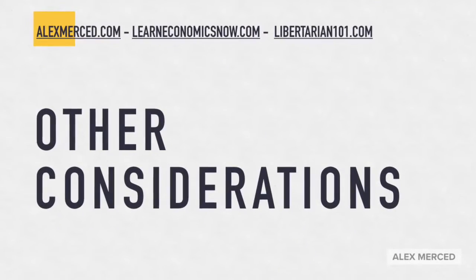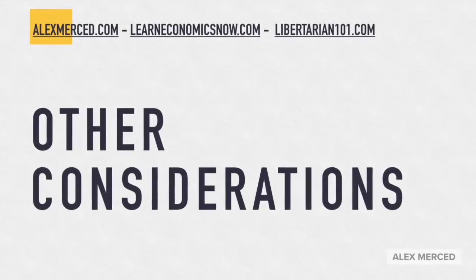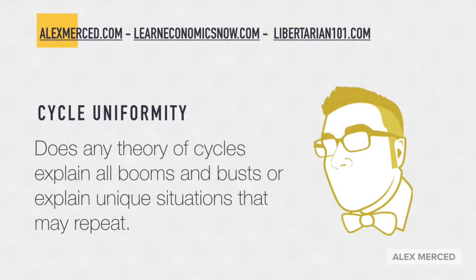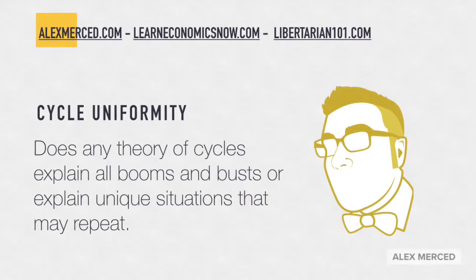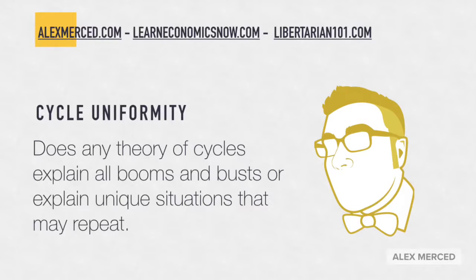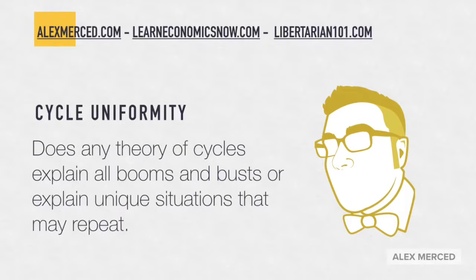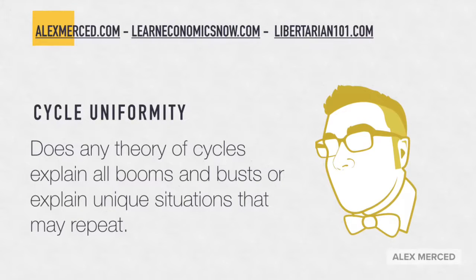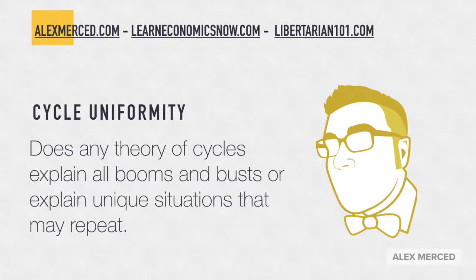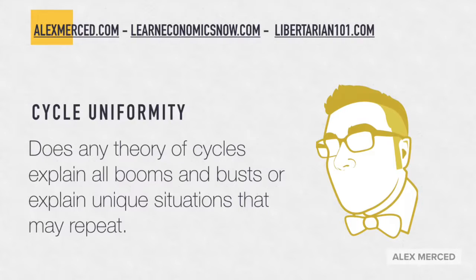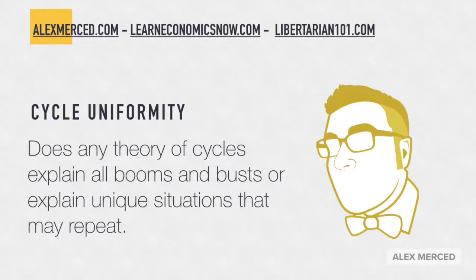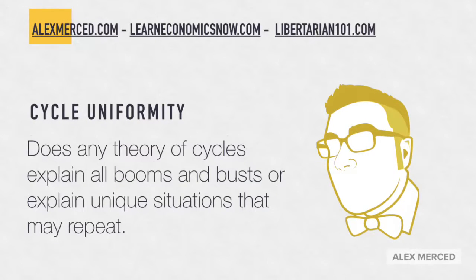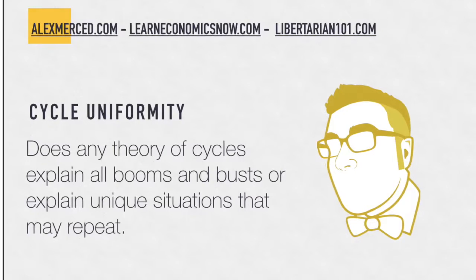Other considerations when thinking about the different business cycle theories. Cycle uniformity. Does any theory of the business cycle really explain every historical boom or bust? Or are all of these just unique situations? Economists like Joseph Schumpeter theorized that there were different types of business cycles that happened on different time lengths. So there's a lot of robust thinking in business cycle theory that one must consider.